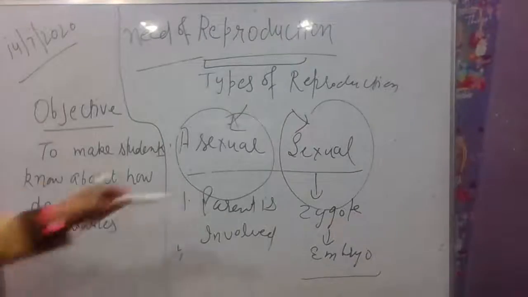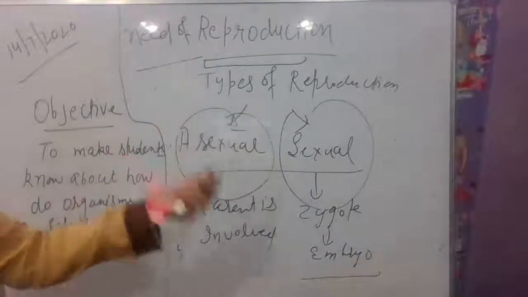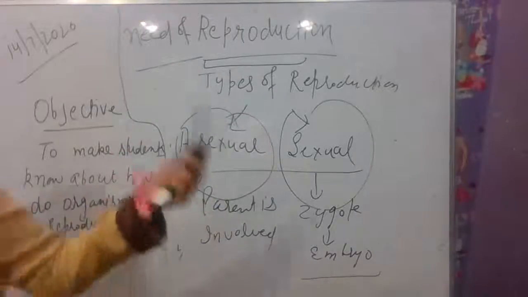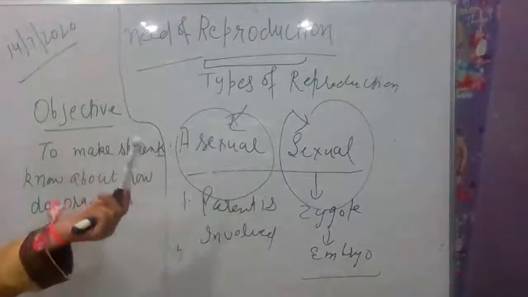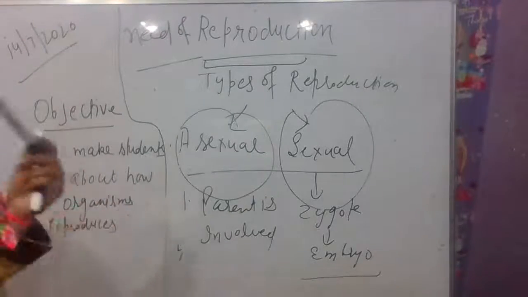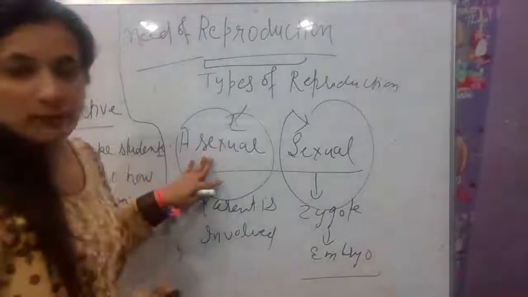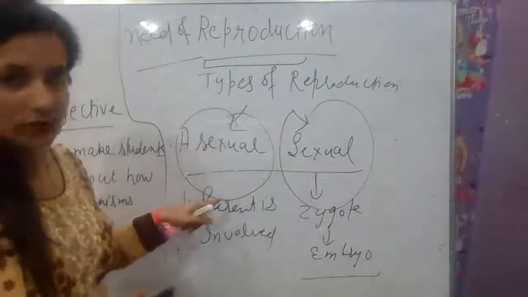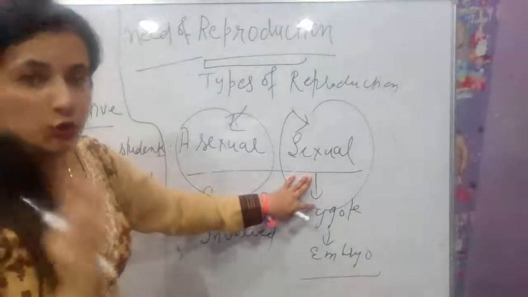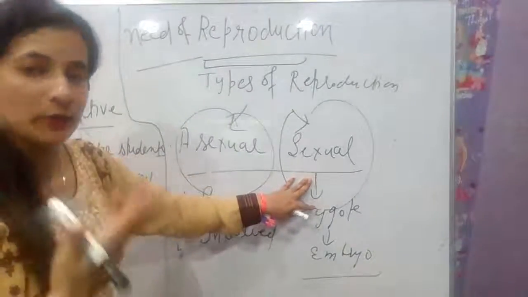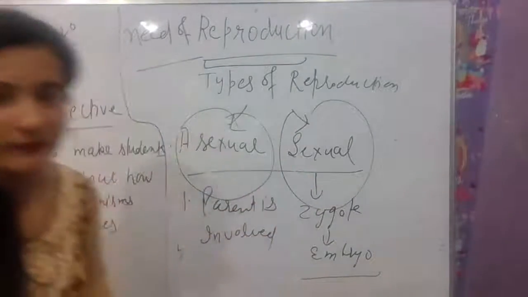It involves mainly sex cells. Sex cells are called gametes. And where are gametes made? They are made in reproductive organs. Is that clear? Because asexual reproduction always involves mitosis and this involves meiosis. Now you should know about mitosis and meiosis. Mitosis and meiosis are types of cell division.